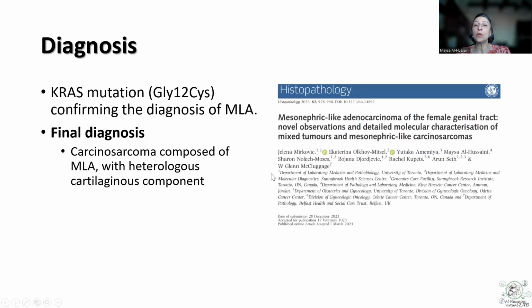Now, recently, we put together a group of tumors showing mesonephric-like adenocarcinoma in the endometrium and in the ovary, some of which contain the heterologous cartilage mesenchymal component, as I showed you in my case, the heterologous cartilaginous component.